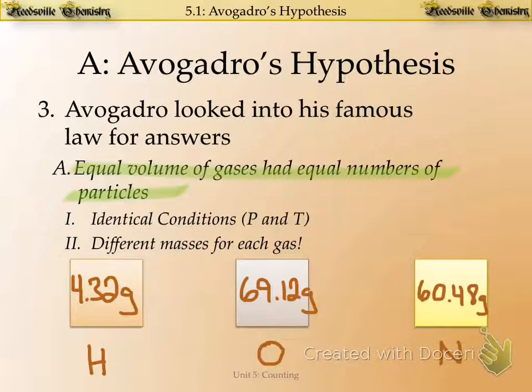Again, a different mass. Closer to oxygen, but still not the same. So Avogadro knows this. He knows that oxygen is quite a bit bigger than hydrogen. Nitrogen is about the same as oxygen, but different nonetheless. And as we did in the POGIL activity, we figured that we could do something with those masses to find out the relationship between one another. We found the relative masses of each one of the components.